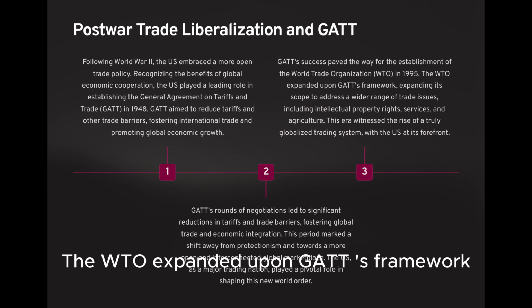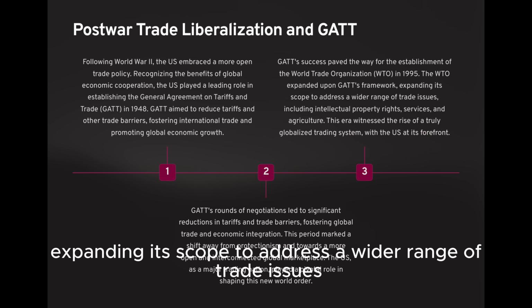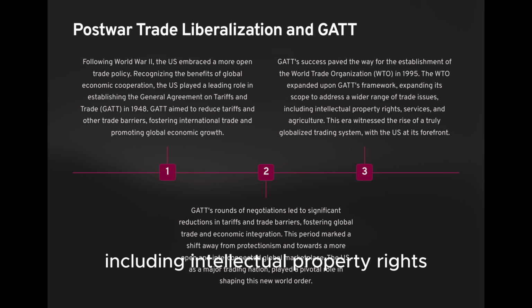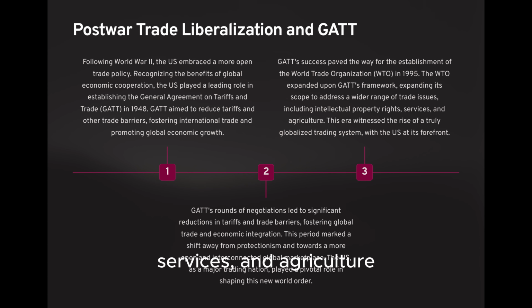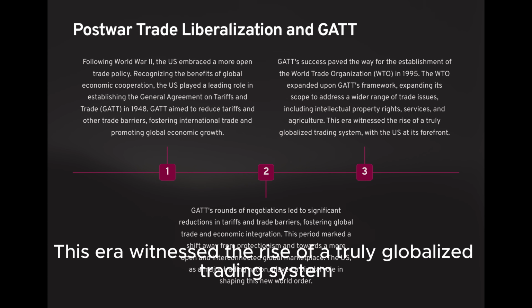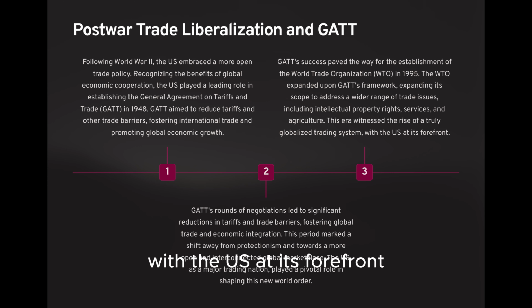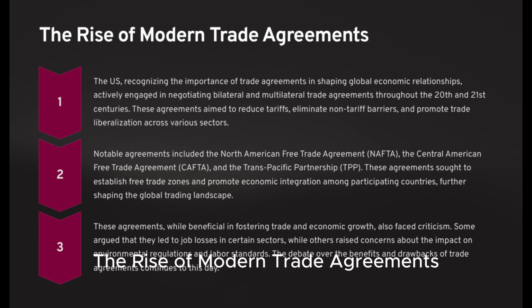The WTO expanded upon GATT's framework, expanding its scope to address a wider range of trade issues, including intellectual property rights, services, and agriculture. This era witnessed the rise of a truly globalized trading system, with the U.S. at its forefront.